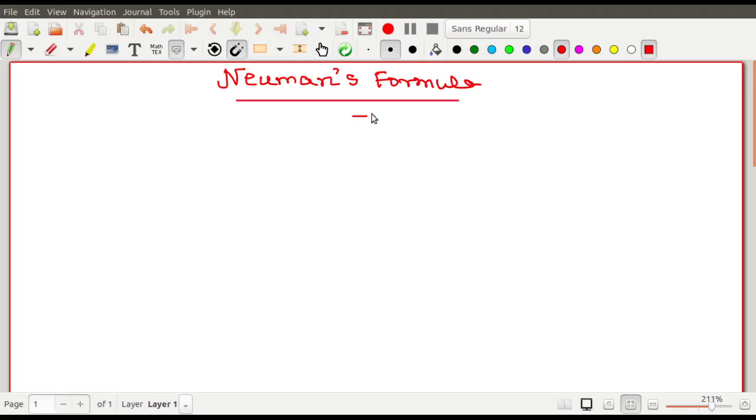এটা একটার সাথে একটা connected result আছে. They are connected with each other. So first of all, let us go through one of them, then I will go through the other. Okay. So let us start the deduction of Neumann's formula.